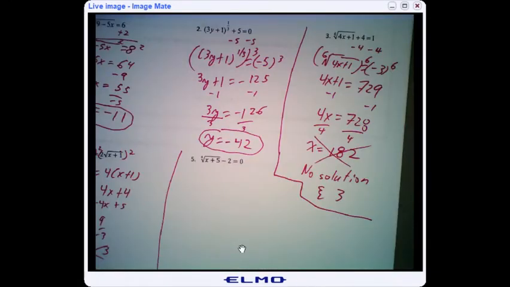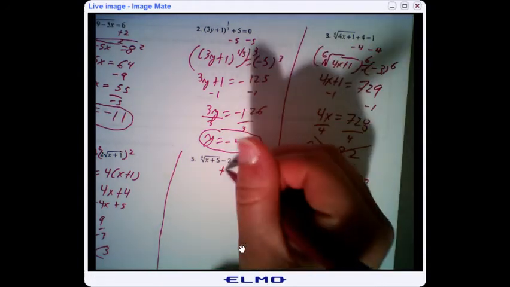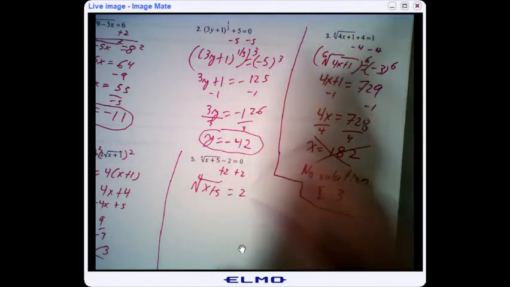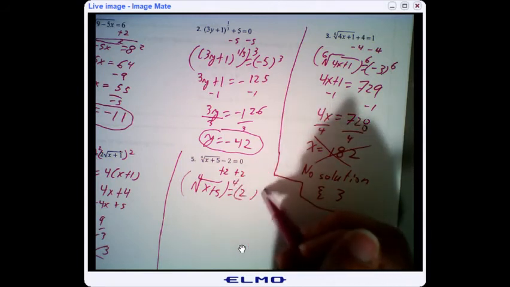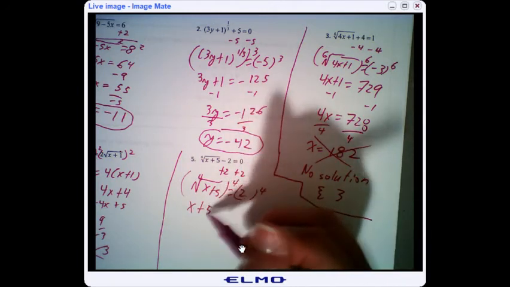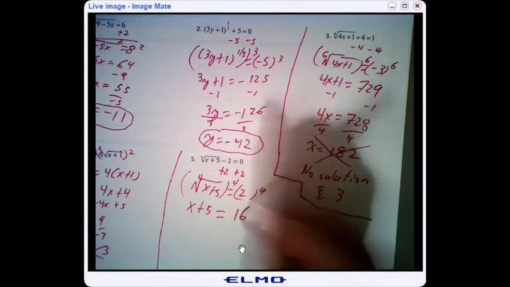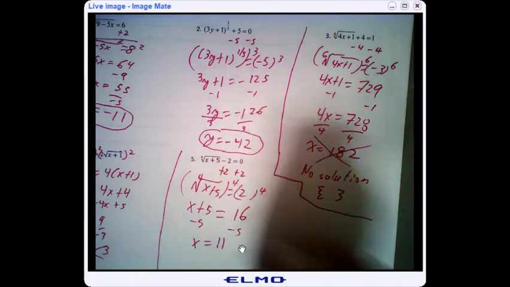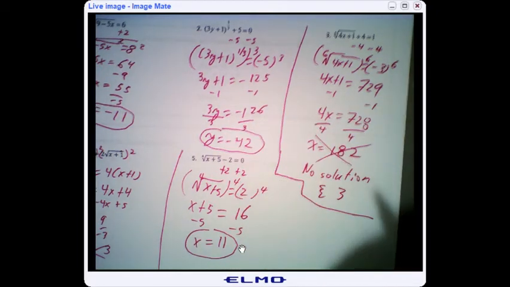For the fourth root of x plus 5 minus 2 equals 0, we're going to isolate the radical, so we're going to add 2 to both sides. So we have the fourth root of x plus 5 equals 2. To undo a fourth root, we're going to raise both sides to the fourth power. So we'll have x plus 5 equals 16. Subtract 5, so x equals 11. In this case, when we plug it in, it does work. So we're happy. We have a solution.